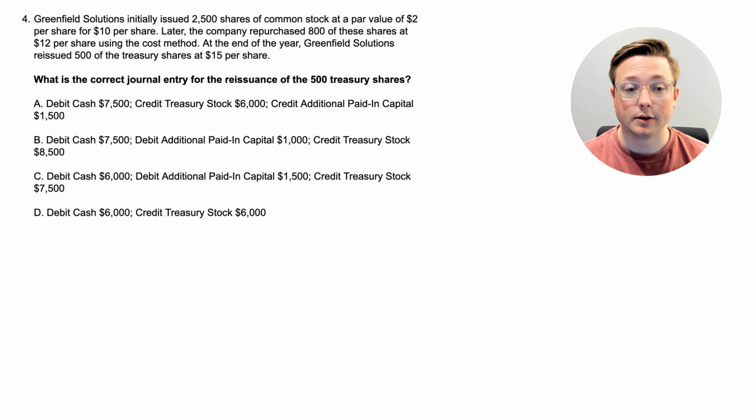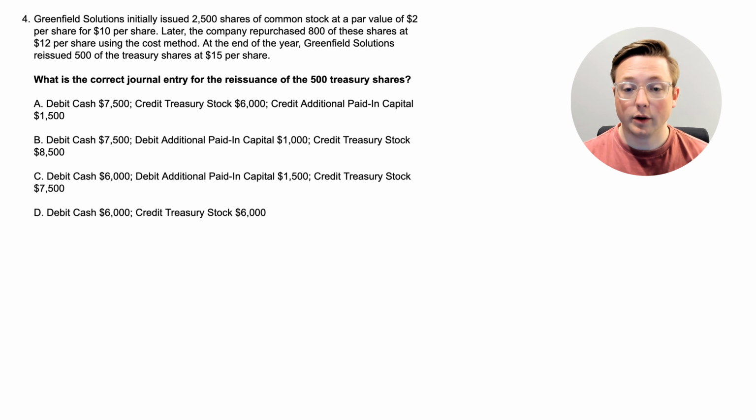All right, here we are at question 4. What is the correct journal entry for the reissuance of the 500 Treasury shares? Okay, now we're doing another reissuance question, probably with the cost method. Let's go up to the top. Greenfield Solutions initially issued 2,500 shares of common stock at a par value of $2 per share for $10 per share. Later, the company repurchased 800 of these shares at $12 per share using the cost method. At the end of the year, Greenfield Solutions reissued 500 of the Treasury shares at $15 per share.